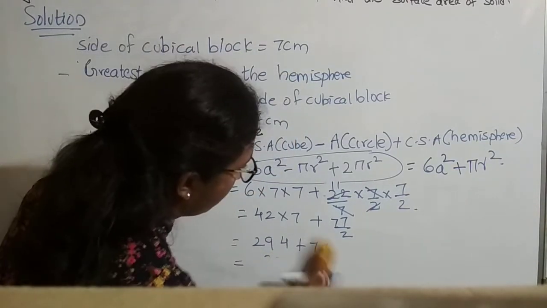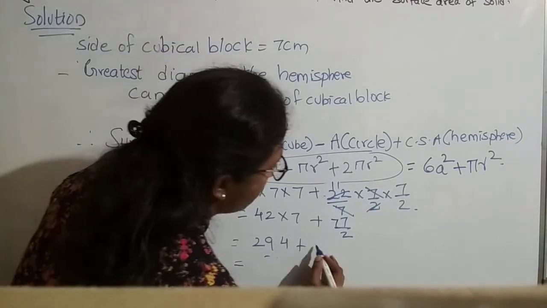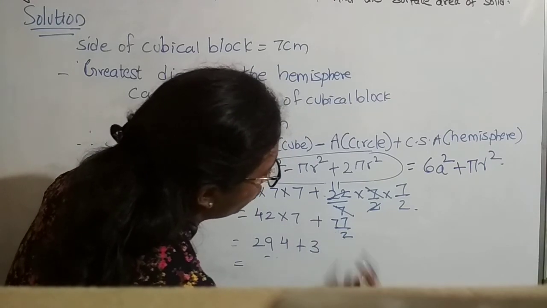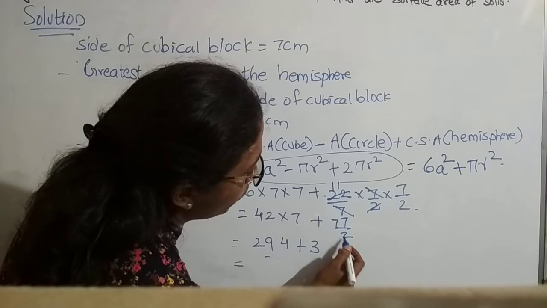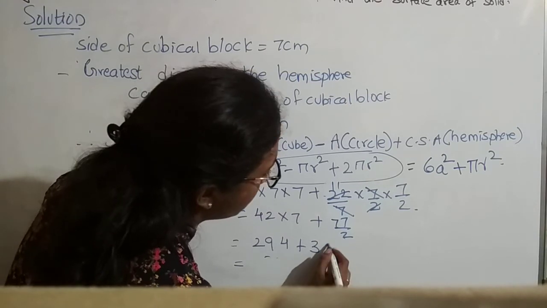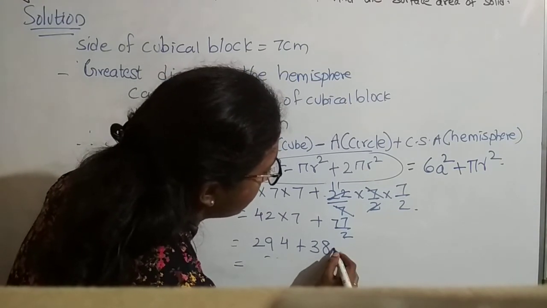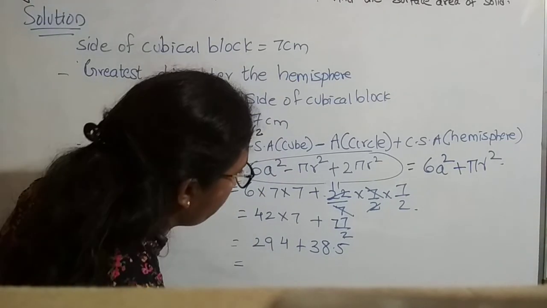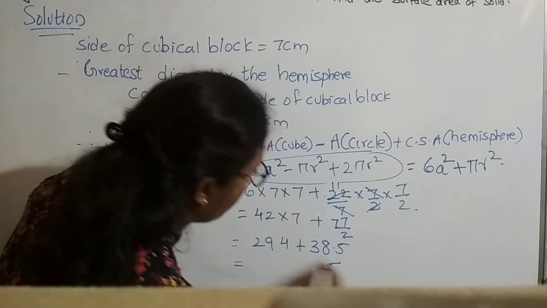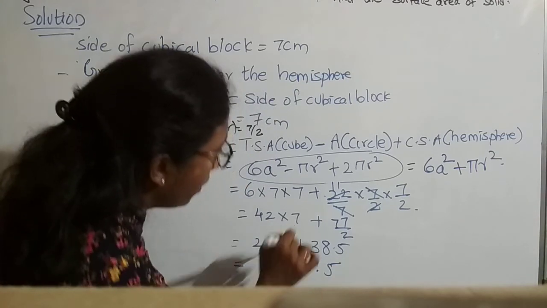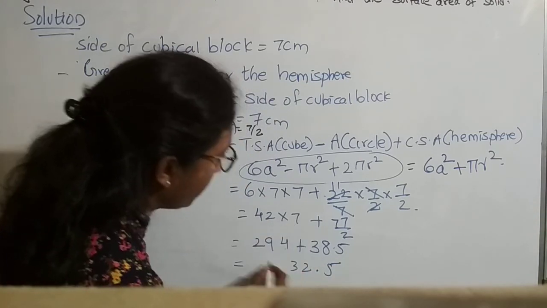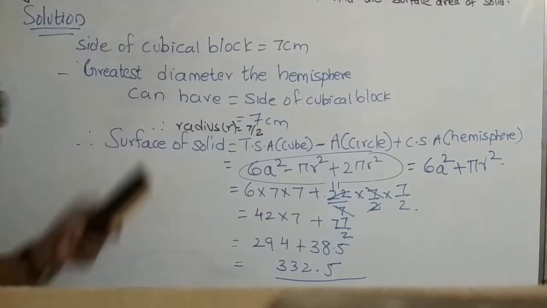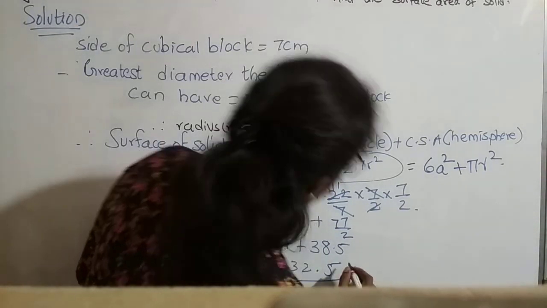Okay, so here we have 2 3s are 6. So 77 upon 2 is 38.5. Correct? I hope I'm right. So I'm adding here, and we'll get 332.5, and the unit is centimeter square.